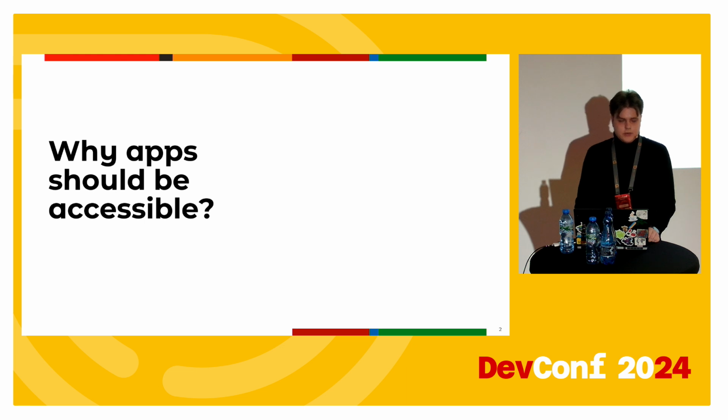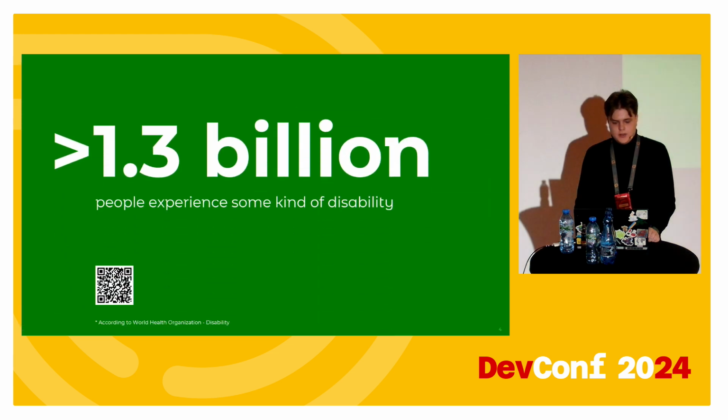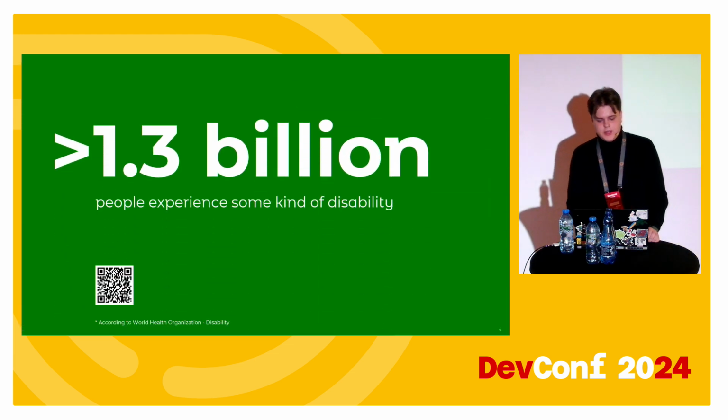So let's start with the question, why apps should be accessible? To increase your app's reach. According to the World Health Organization, an estimated 1.3 billion people experience some kind of a disability. This represents 16% of world's population, or 1 in 6 of us. Quite huge numbers and a market share.